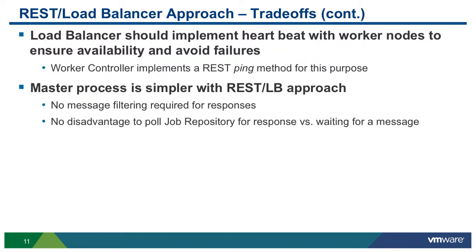One thing that can be done with the load balancer approach to improve availability is for the load balancer to implement a heartbeat with the worker nodes to ensure that if a worker node becomes unavailable, it's removed from the cluster and the load balancer is not going to forward requests that will cause failure or partial failure of the job. In the implementation provided, the worker controller implements a REST ping method for this purpose.